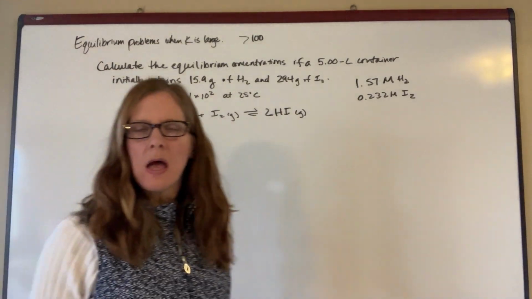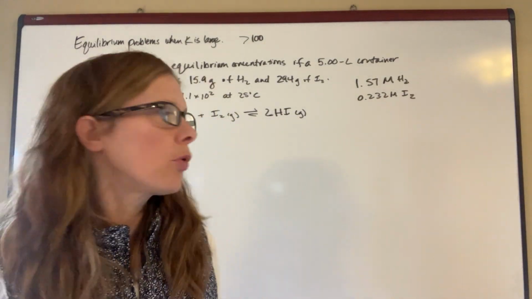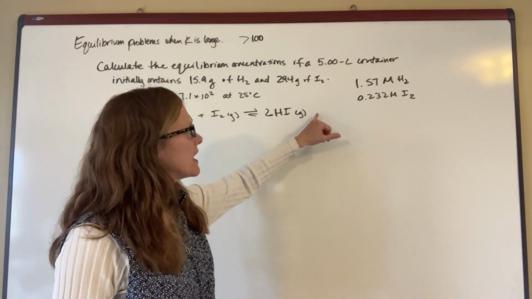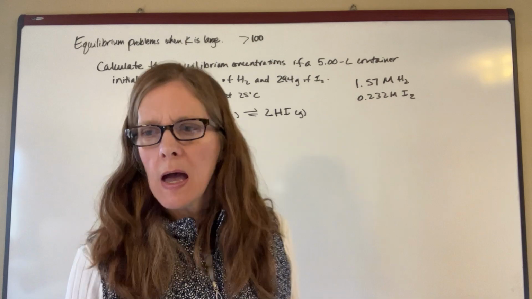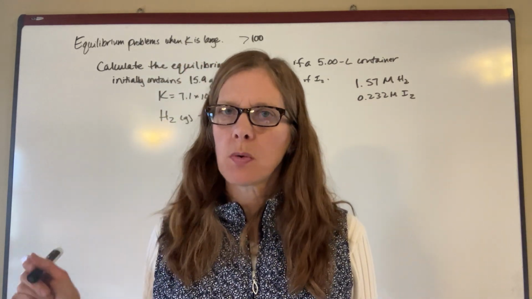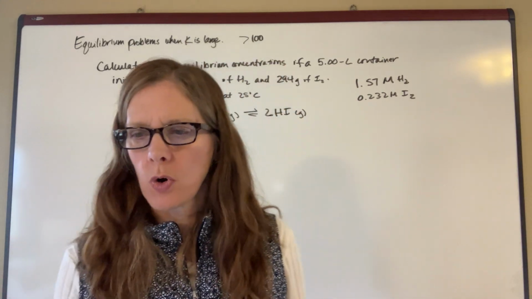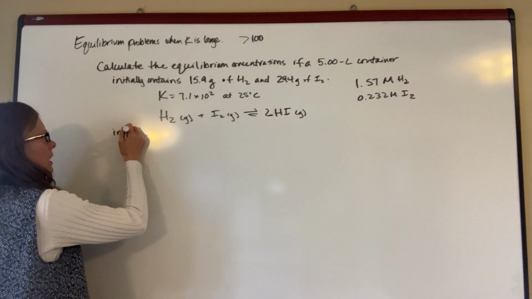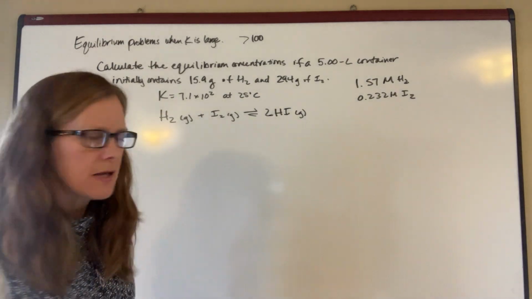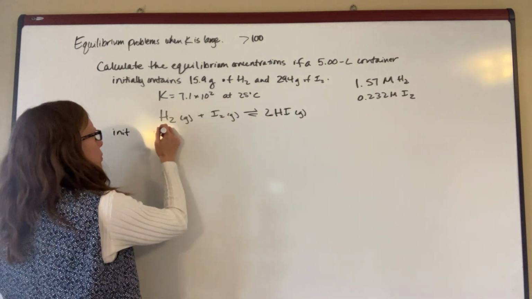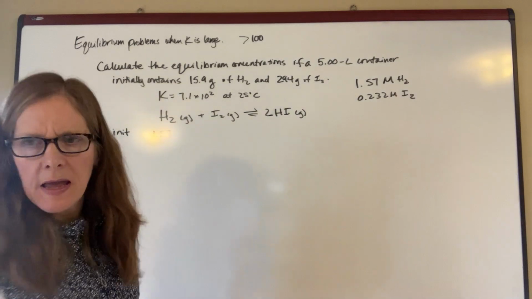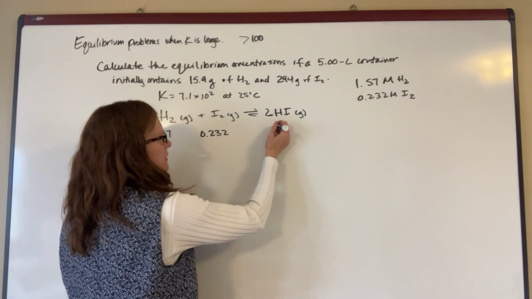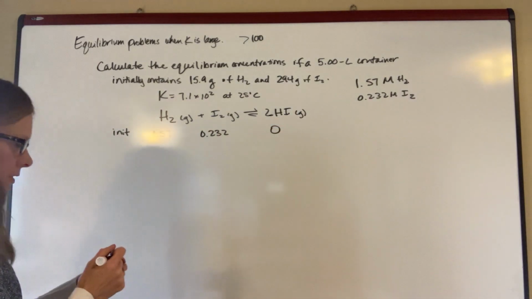Okay. Another trick that I'm going to show you here is that because I divided both of these by the same volume, I can actually use this in my equation because I have the same ratios that I did before. So initially here, my hydrogen is 1.57 and my iodine is 0.232, and this is nothing because I don't have any.